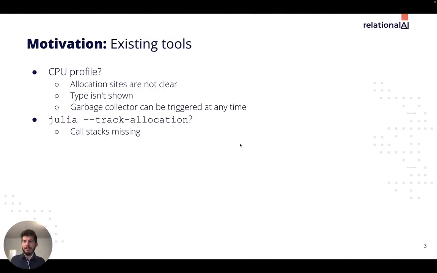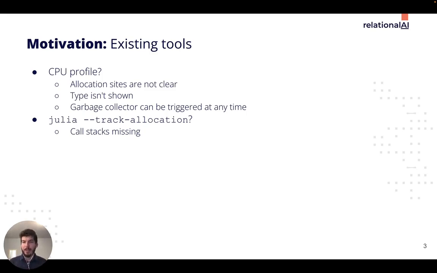So how can I do this? How can I know what part of my code is allocating all this memory? Well, I could take a CPU profile, but that's going to show me all the code that's running. It's not going to highlight the allocation sites. Also, it's not going to tell me the type that's being allocated, so I don't really have a good idea of what's being allocated. Also, I'm going to see the garbage collector in the CPU profile, but that can be triggered at almost any time, so it's going to be hard to attribute that garbage collection time to the code that's actually allocating so that I can fix the allocations.